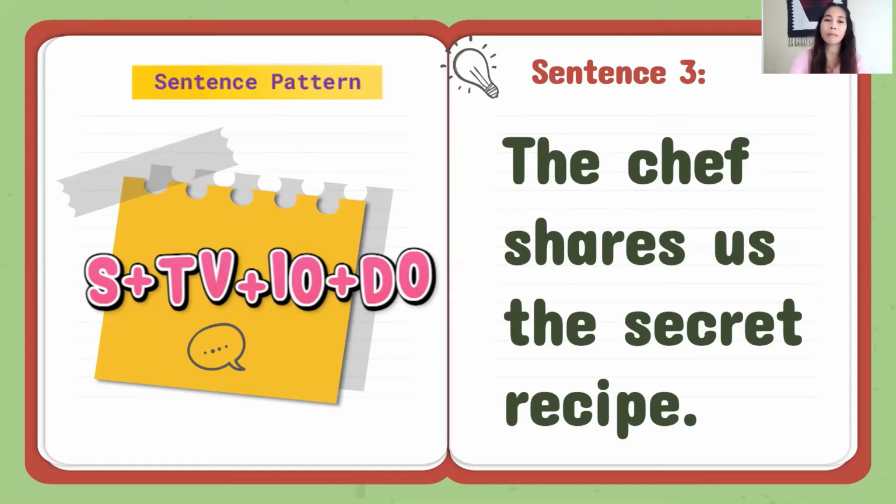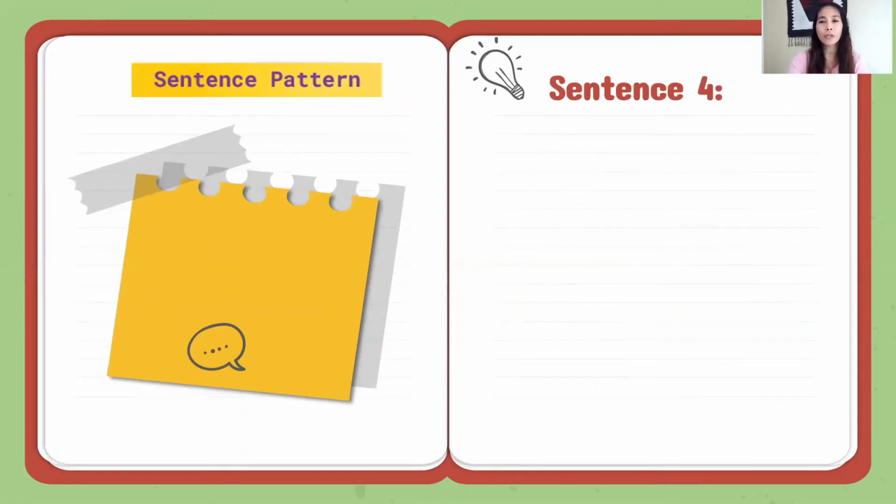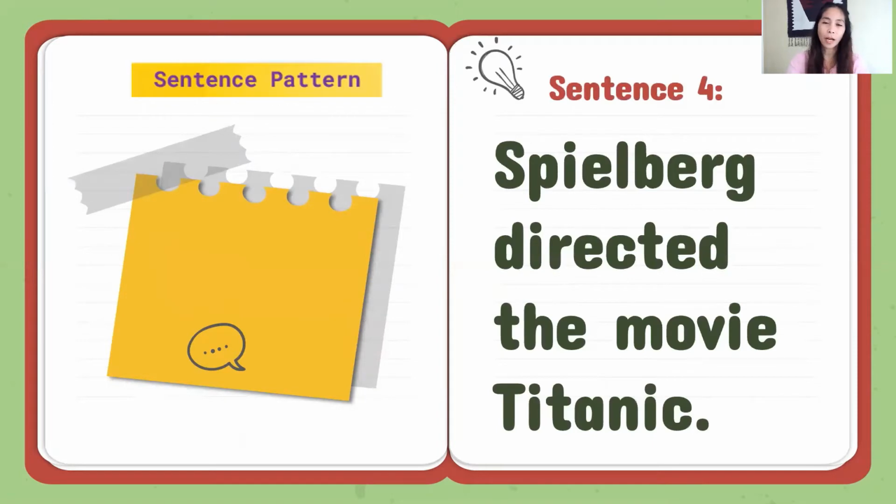Okay, good job. You're able to identify. Now, let's go to sentence number 4. Okay, so let me read to you the sentence. Spielberg directed the movie Titanic. Now, this is a very famous movie, but for sure you weren't born yet when the movie came out. Spielberg is a famous director. Okay, now what is the sentence pattern used in sentence number 4?